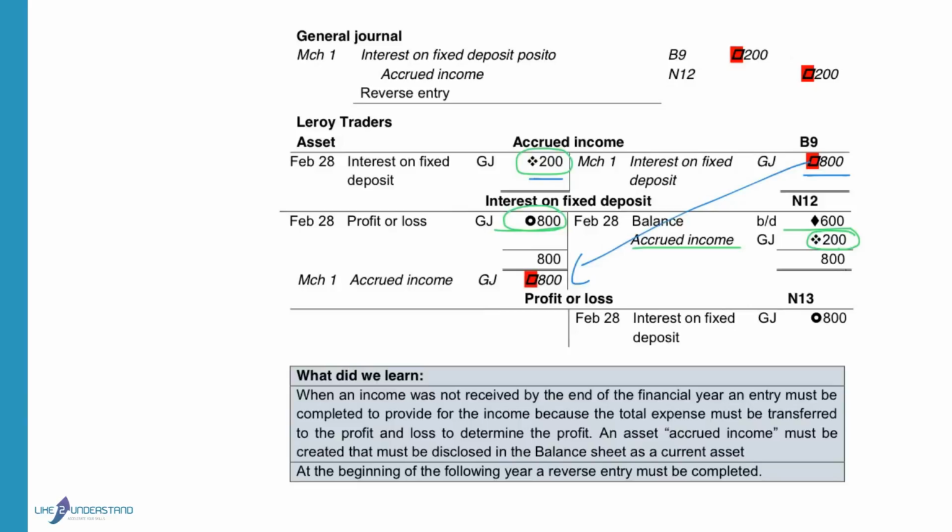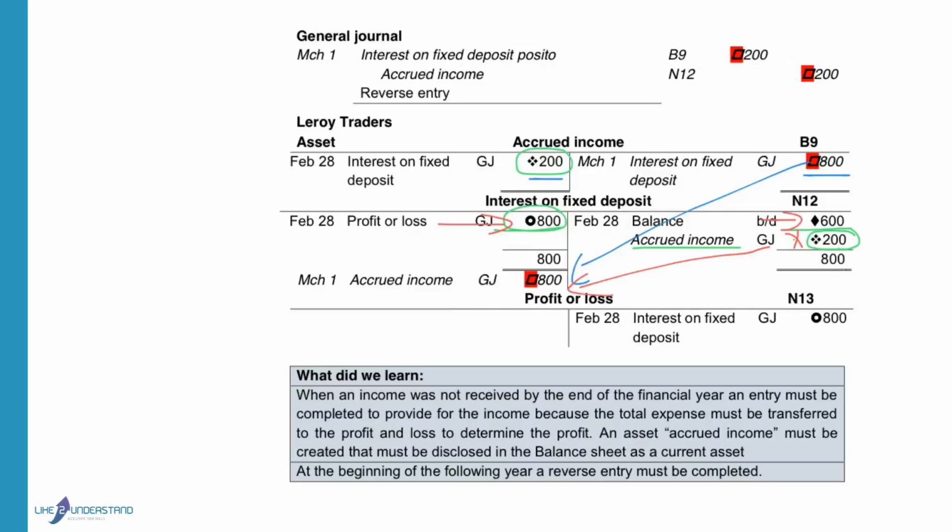What did we actually do? We took our interest on fixed deposit account and we determined that the amount that we received was 600 Rand. The amount that must go to the profit and loss account is 800 Rand. So we worked out by balancing what is the difference between the two. So we actually created a balance, and that balance we called accrued income. And what do we do in the next financial year? We transfer that balance on the credit side and bring it down on the debit side.